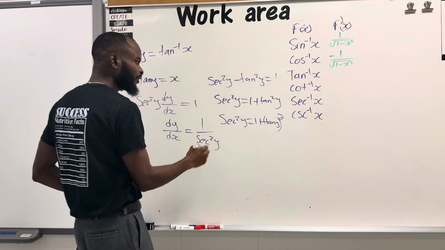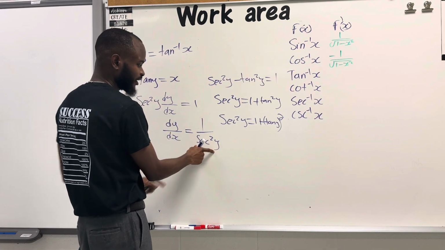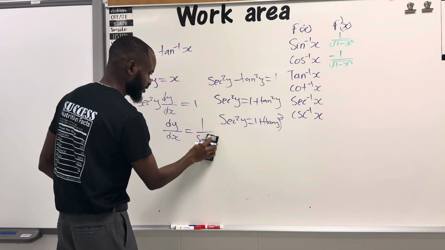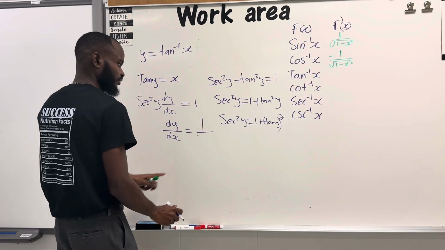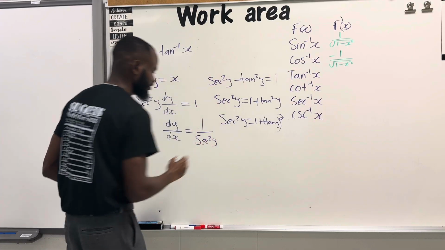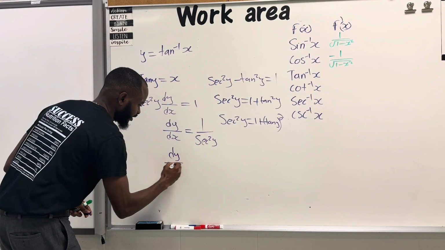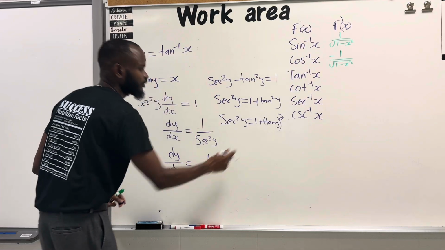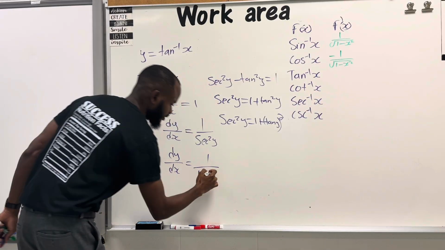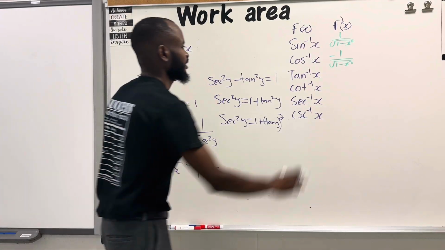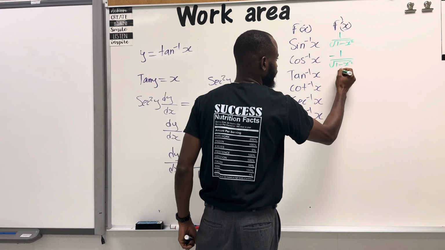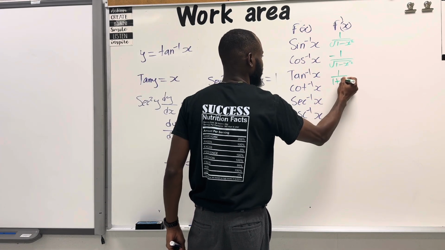So all we have to do is to rewrite this secant squared y as, let's erase this right here. We could write secant squared y as, or let's write it in the next line, because we got space. So dy by dx is equal to 1 over 1 plus tan y, we have x, so that's just x squared. So for the tangent here, we have 1 over 1 plus x squared.